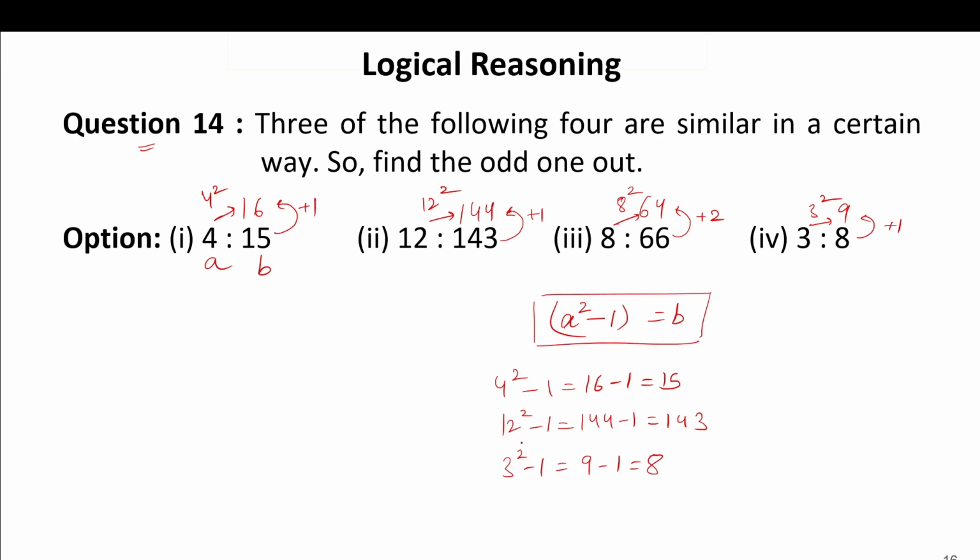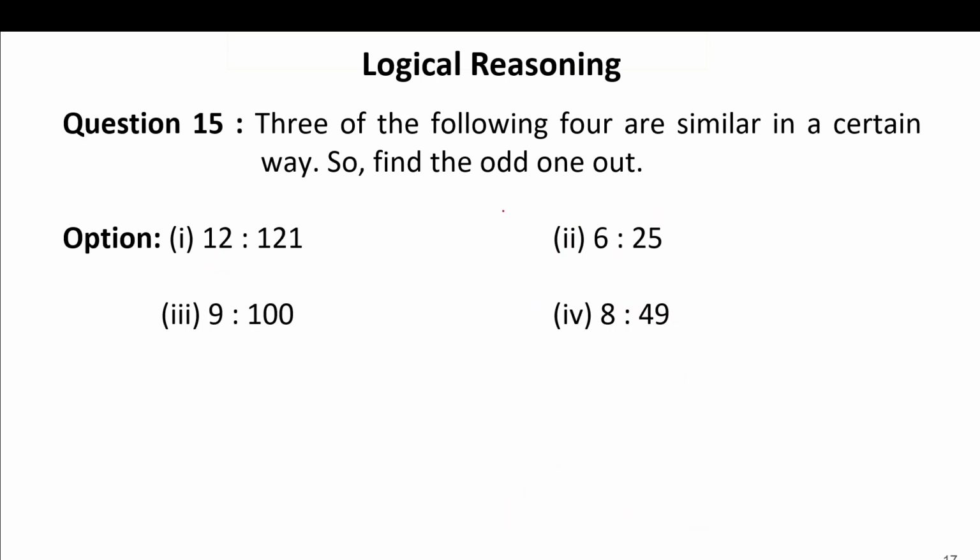But this logic is not being followed in option number 3. So it should be 8 square minus 1. That means 64 minus 1 should give me 63. But here we have 66. So this is not the same. Therefore, option number 3 is the correct answer. Clear? Now let us look at question number 15.